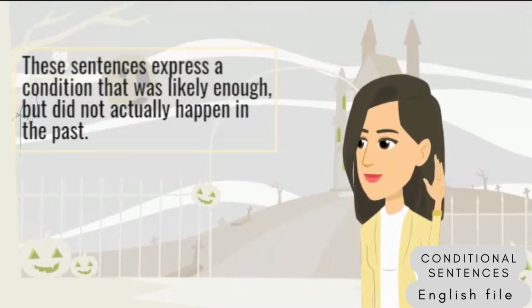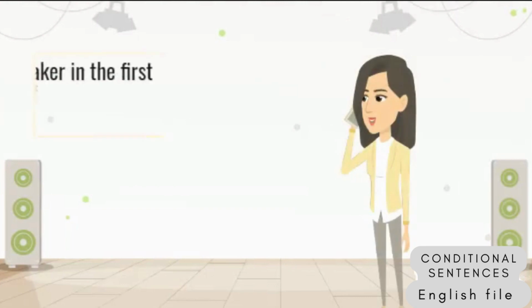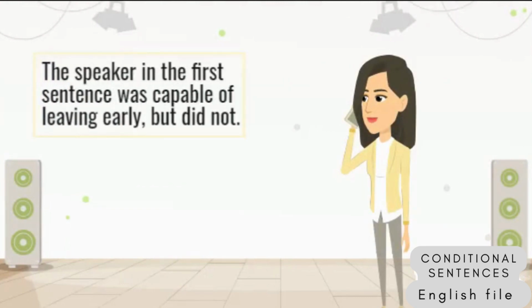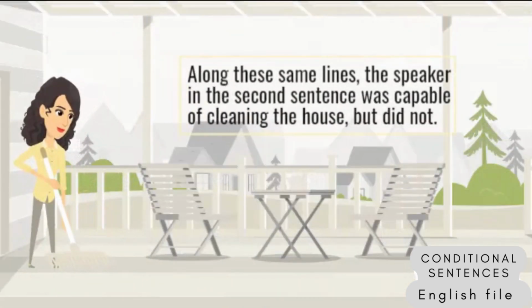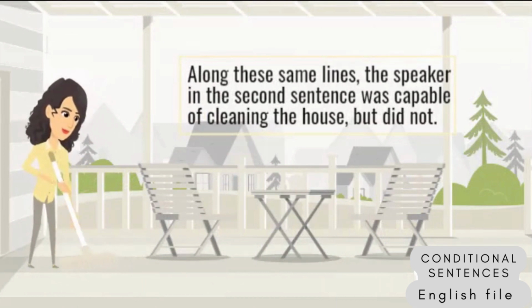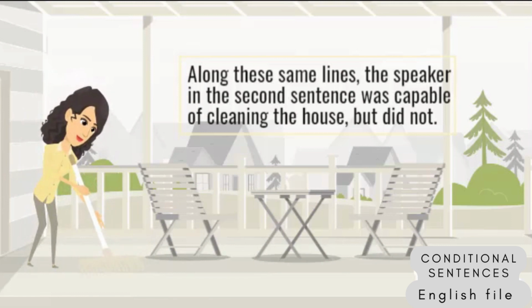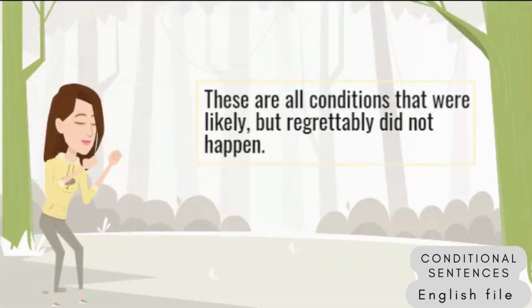These sentences express a condition that was likely enough, but did not actually happen in the past. The speaker in the first sentence was capable of leaving early, but did not. Along these same lines, the speaker in the second sentence was capable of cleaning the house, but did not. These are all conditions that were likely, but regrettably did not happen.